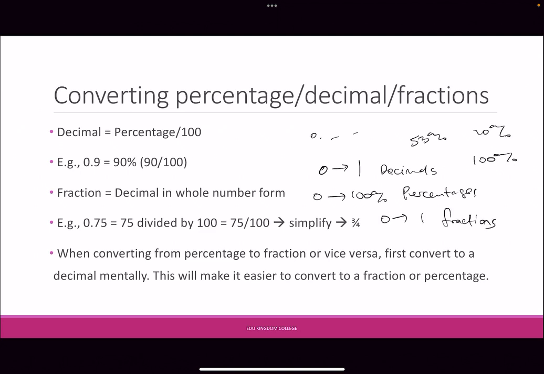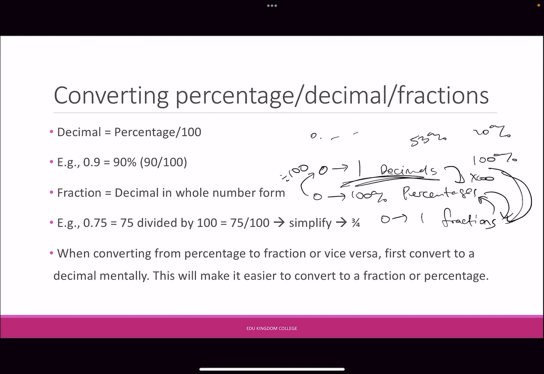So when we're converting between decimals and percentages, we just need to either divide by 100 or multiply by 100. If we're going from decimals to percentages, times 100. If we're going from percentages to decimals, divide by 100. Now, if we're going from decimals to fractions, or from percentages to fractions, or fractions to percentages, we want to use decimals as our middle step.